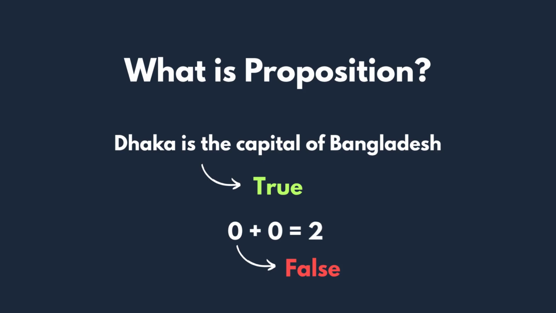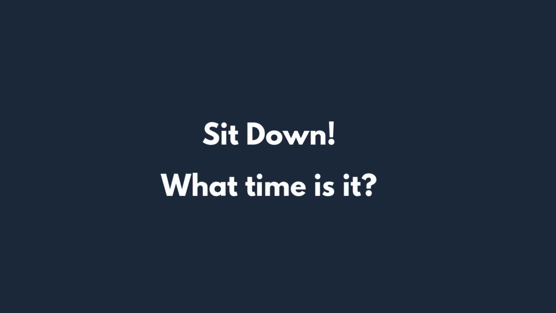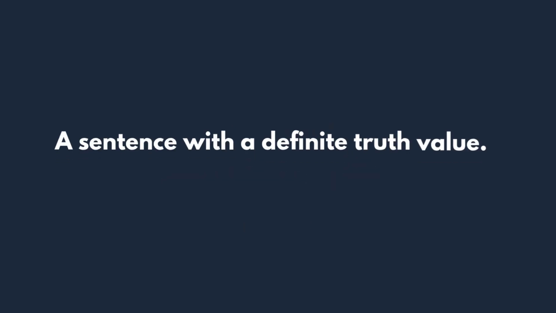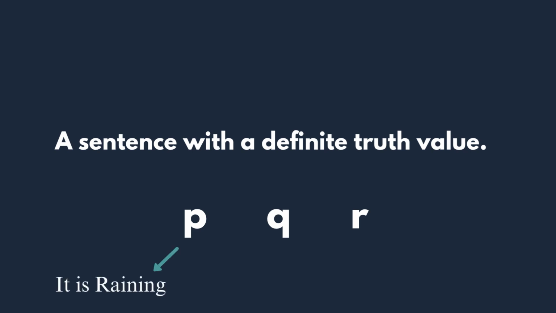Not every sentence in English is a proposition. Like, sit down. This is a command, not a proposition. A question, not a proposition. Here, it depends on the value of x, so this one is also not a proposition. So in short, a proposition is a sentence with a definite truth value. We often use symbols like P, Q, R to represent propositions. For example, let P equal it is raining, Q equal I am at home.